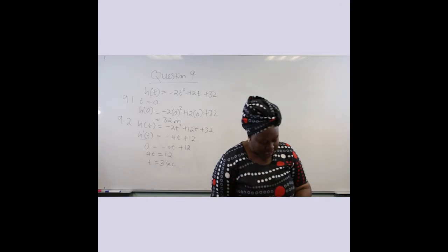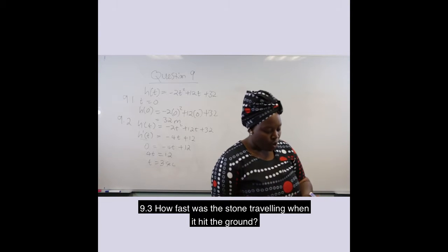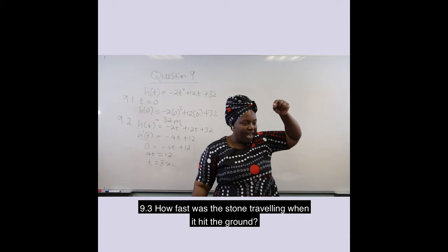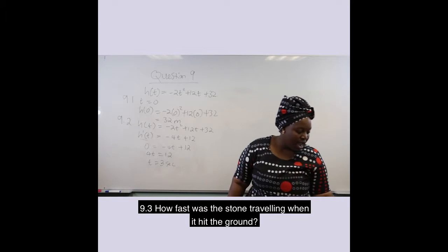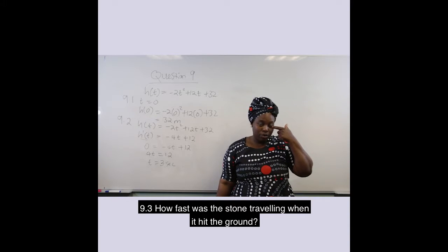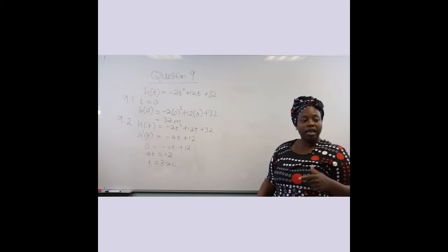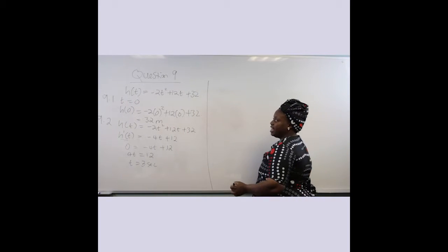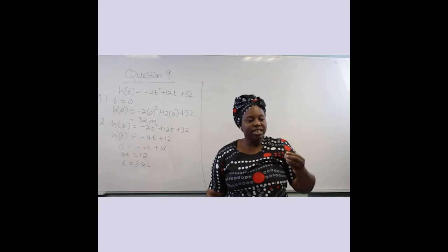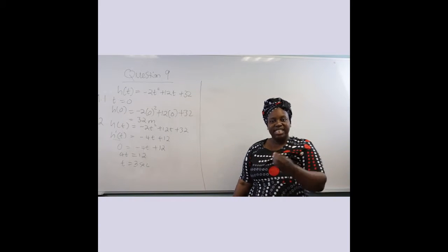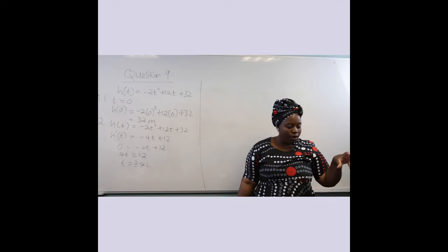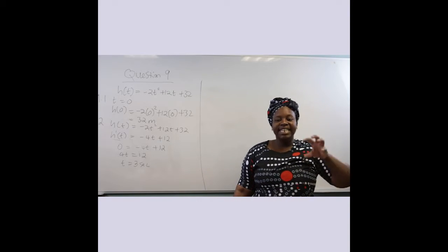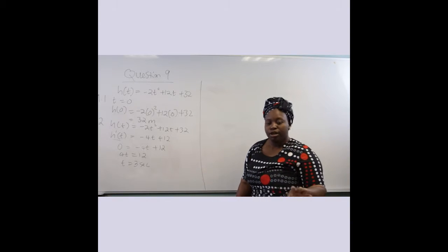Okay. Now the third question says, how fast was the stone traveling when it hits the ground? Like when it has turned up there and it comes down to hit the ground, how fast does the stone travel? So what is going to happen now? We are going to take that equation that was given to us, and then equate h of t to 0, and then solve for time. And then take the time that is valid, and substitute it into the derived equation. Okay, folks? So let's do that.